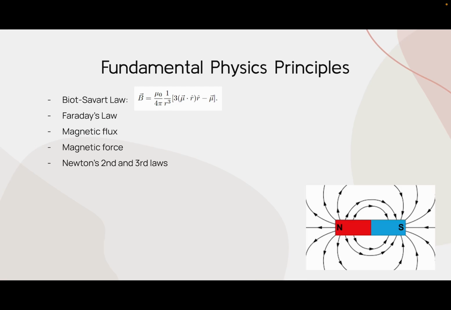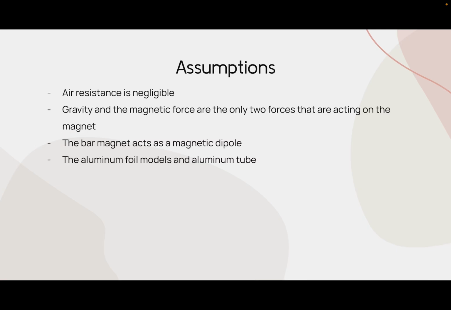Some fundamental physics principles you need to know in this lab are the Biot-Savart law, Faraday's law, magnetic flux, magnetic force, and Newton's second and third laws. And some of the assumptions made in this lab are that air resistance is negligible, gravity and the magnetic force are the only two forces acting on the magnet, the bar magnet acts as a magnetic dipole, and the aluminum foil models an aluminum tube.